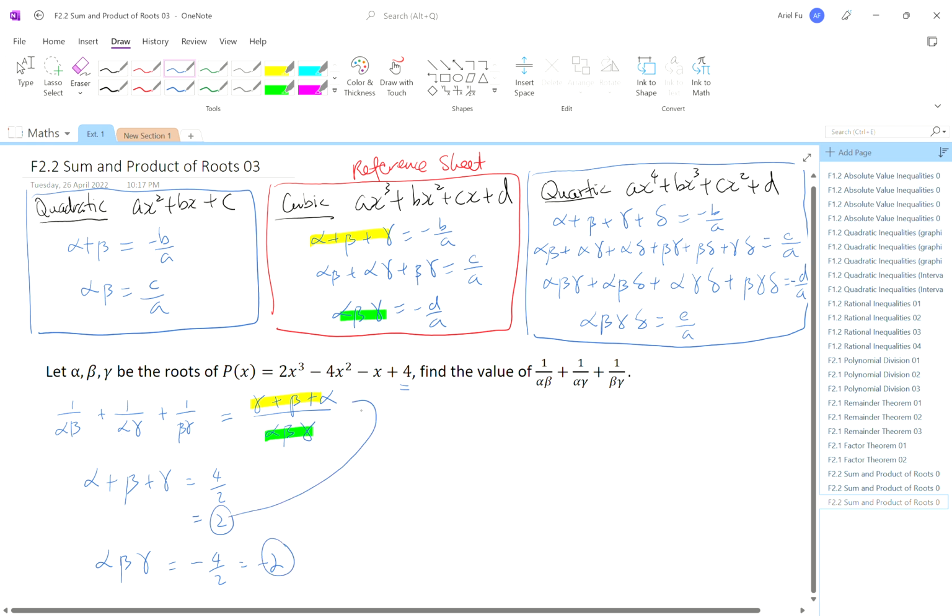So I've got these two. Take this, substitute it into wherever it should go. Therefore, 1 on alpha beta plus 1 on alpha gamma plus 1 on beta gamma is equal to 2 over negative 2, which is just negative 1. That's the end of this question.